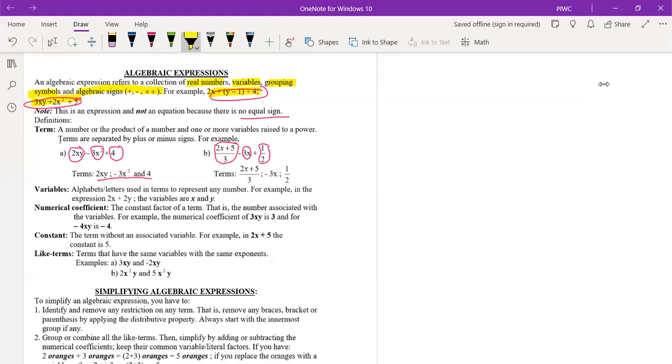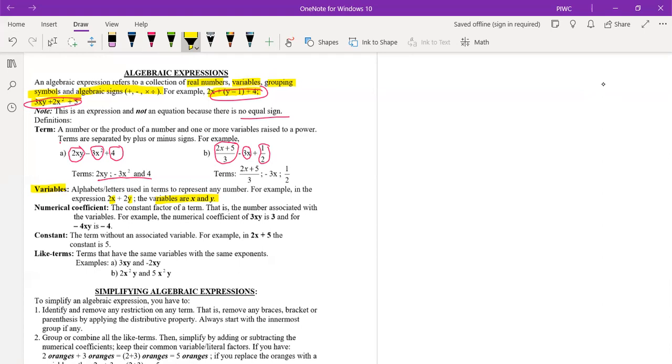Now, what's a variable? When we say a variable here, we're talking about the alphabet or the letters used in the terms to represent any number. For example, in the expression 2x plus 2y, the variables would be the x and the y. So the alphabet is used to represent the numbers.